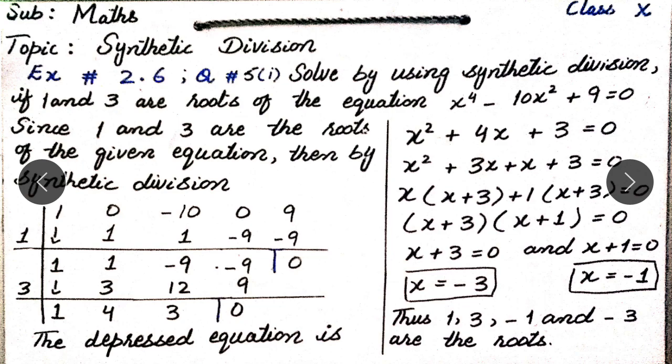So hence we can conclude here that 1 and 3, minus 1 and minus 3 are the roots of the equation. Here we are done with exercise 2.6. In the next class we will discuss the homework, and if you have any question related to the previously taught lessons, then you can ask me.